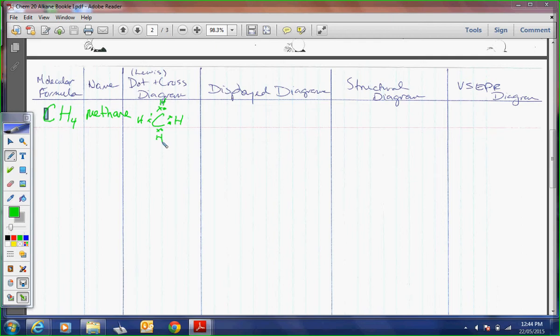The display diagram is converting those dot and crosses into sticks. Okay, so the dot and cross becomes a stick, that dot and cross becomes a stick, and another stick, and another stick. Are you okay with that? For now, with these small ones, there's no difference between structural diagram and display diagram. So my structural diagram is going to look exactly the same.